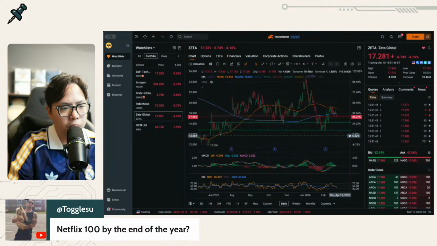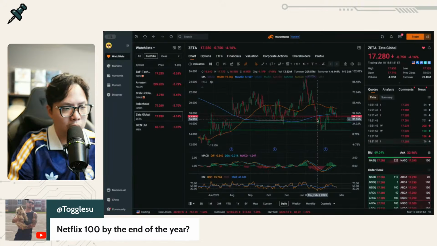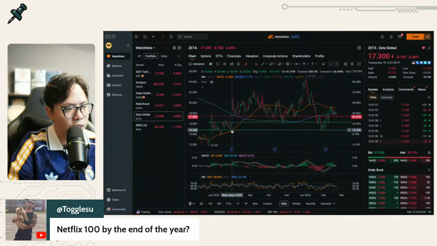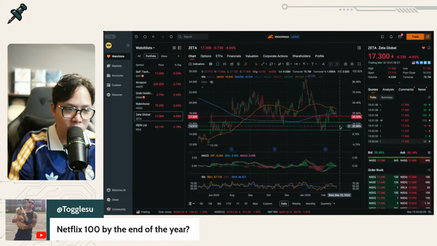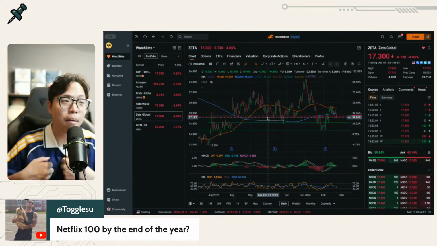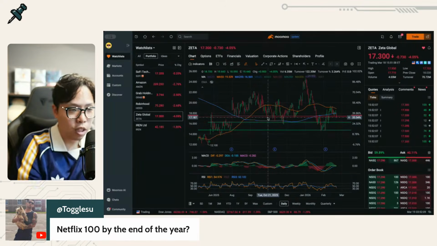So earlier on, like I said, you can see 16.20. There's 1, 2, 3, and then over here 4, 5. Similarly, in this range around 14.70, there are a couple of tests over here. So anywhere within this $2 range, 14.70 to 16.20, that's when I'm looking to start the position.